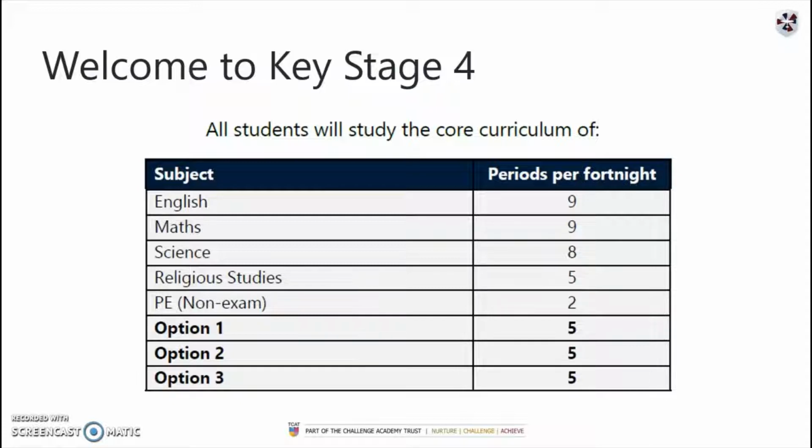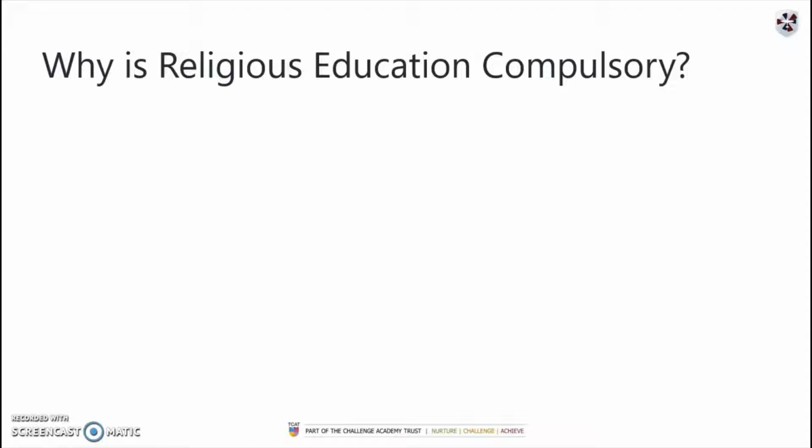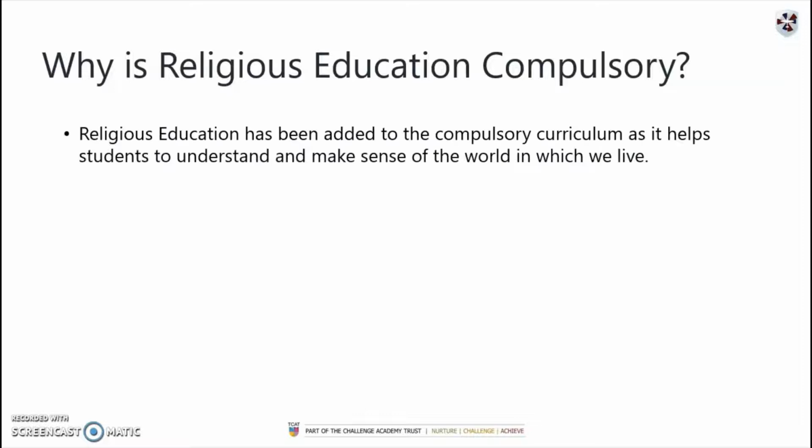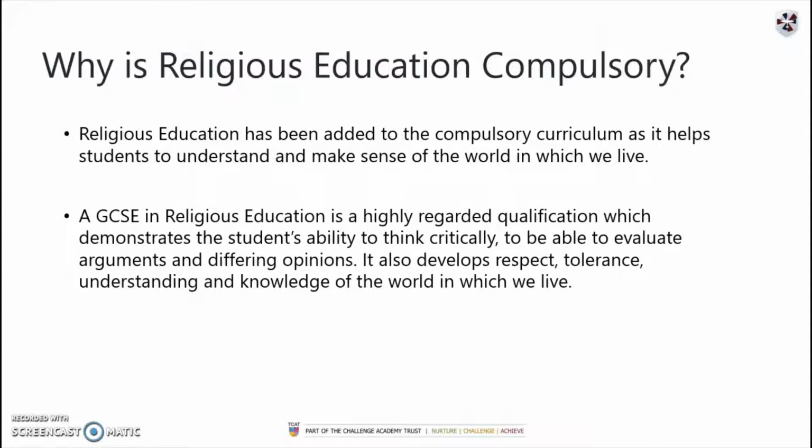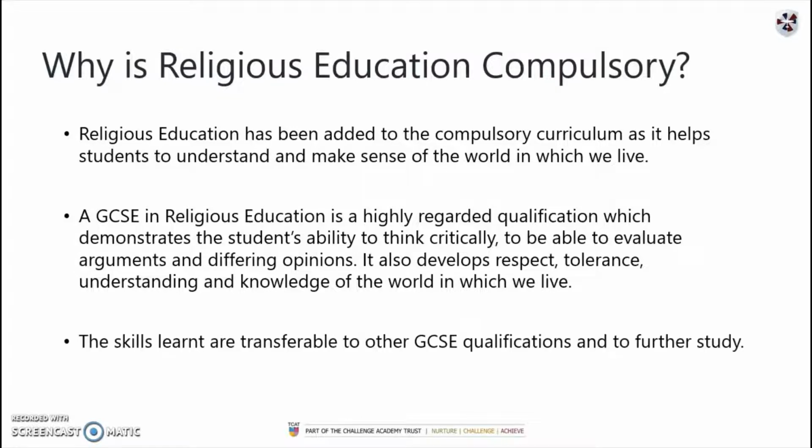Now, the question we get about our core curriculum is, why is religious education compulsory? It's compulsory because we believe that it's important in developing a rounded individual. It's been added as it helps students to understand and make sense of the world in which we live. GCSE in religious studies is highly regarded. It's a qualification that demonstrates that students are able to think critically, evaluate arguments and appreciate different opinions. It also develops respect, tolerance, and understanding and knowledge of the world in which we live.